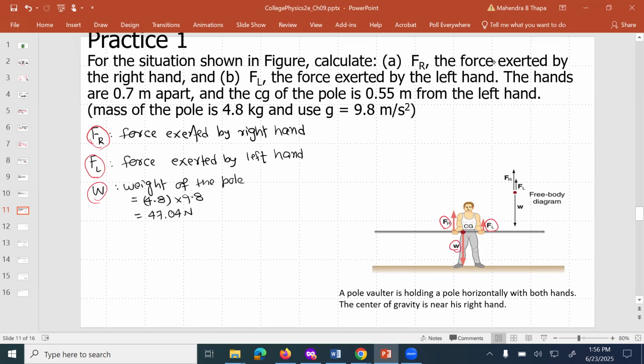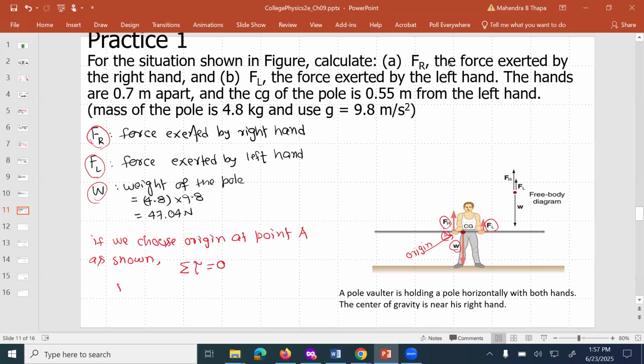So if we choose the origin or the pivot point at this point, let's say this point is A. Okay, so if we choose the origin at point A as shown in the figure, we can write total torque about the point A should be 0.